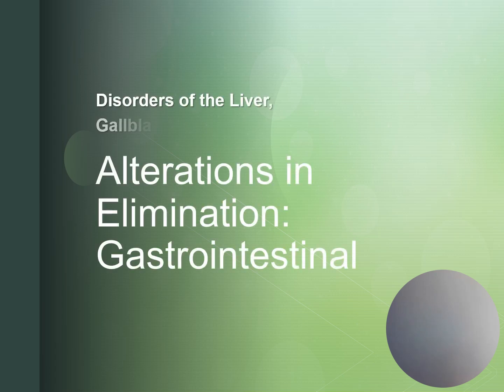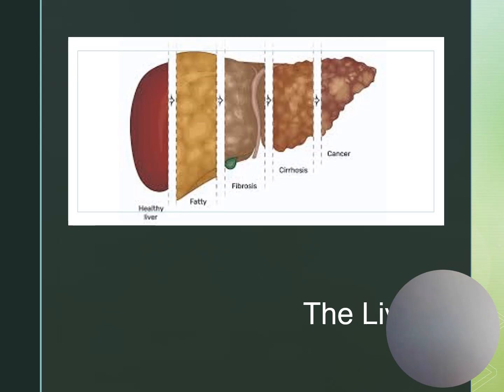Alterations in elimination, gastrointestinal, disorders of the liver, gallbladder, or pancreas. The liver has four lobes and is supported by mesenteries that connect the liver to the intestines, the abdominal wall, and the diaphragm. It is going to metabolize glucose, protein, fats, drugs, chemicals, bacteria, and foreign elements. It helps convert glycogen to glucose and helps regulate blood glucose levels.